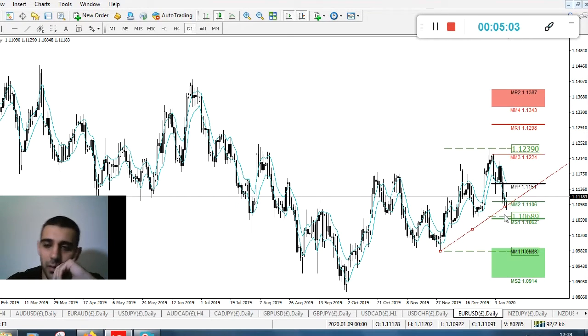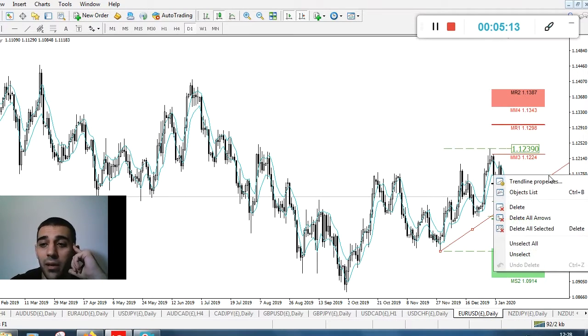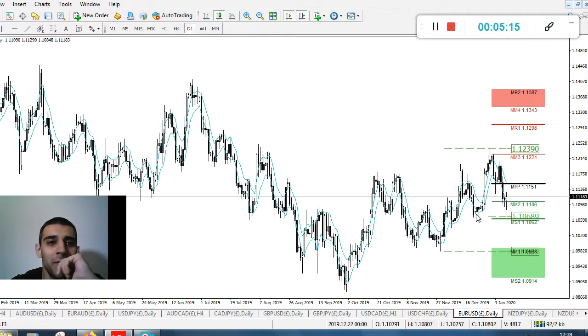It's a waiting game, especially January. Still after the Christmas and New Year, so it's not really much going on in the currency pairs. So this can be a bit frustrating, especially if you're new and you want to trade all the time. But sometimes you have to just sit on your hands and wait.